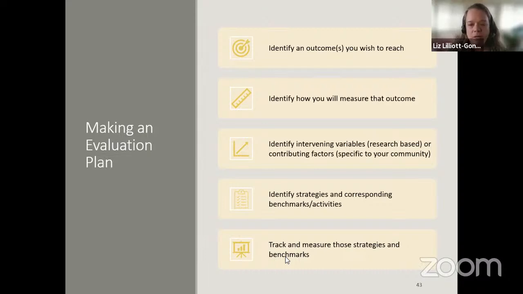Typically in OSAP language, our strategies are those strategies, R4A, et cetera, that are in your scope of work. And then the corresponding benchmarks and activities, those are also identified through the WISE document benchmark indicators. So in a lot of ways, it's very well set up for you in the OSAP system. And you can also do this on your own, in your own private life, if you wish to, and do it for other kinds of programming. So you will track and measure those strategies and benchmarks as you achieve them. So, next slide.